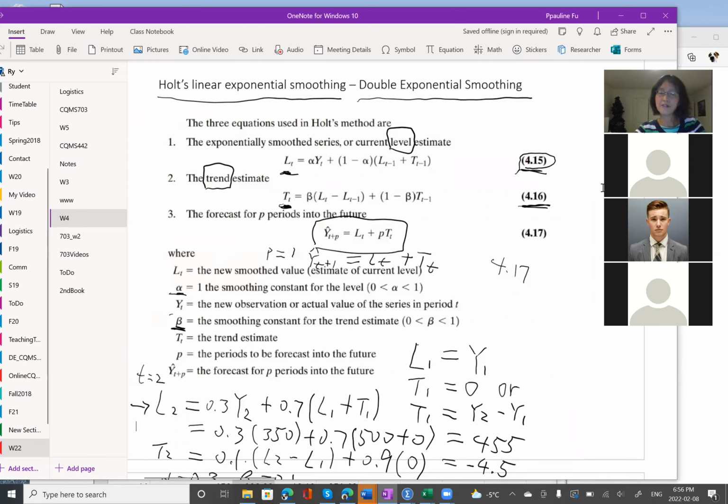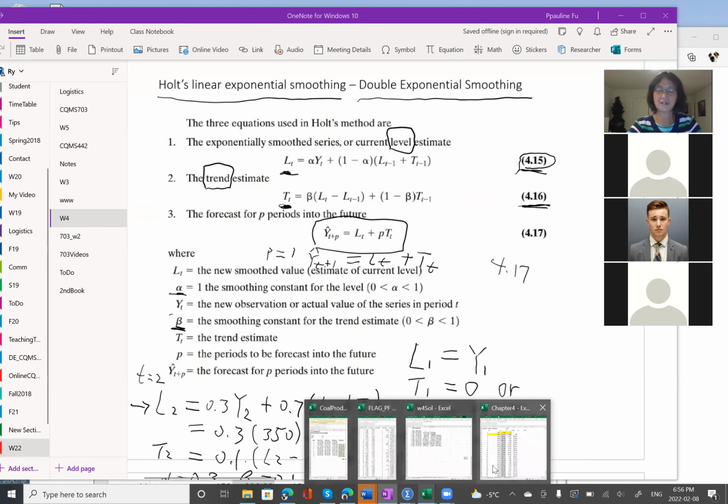Are test questions similar to this? There are some questions similar to this, yes. Okay. Remember, test questions are always what we talked about in class. Other questions? So again, you need to practice.